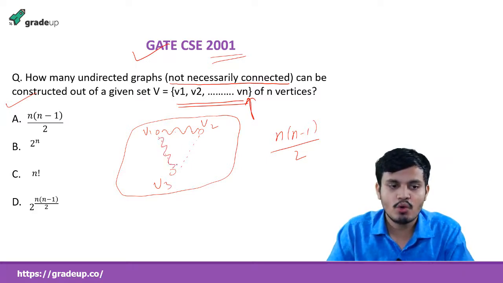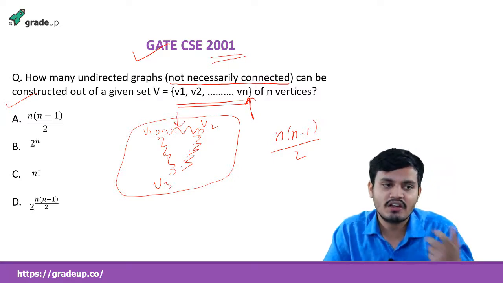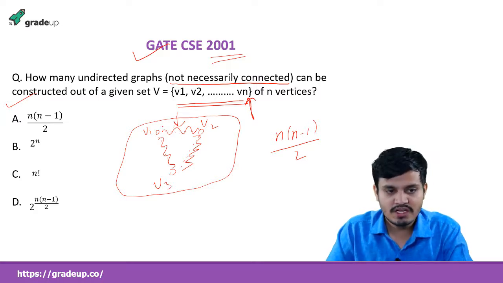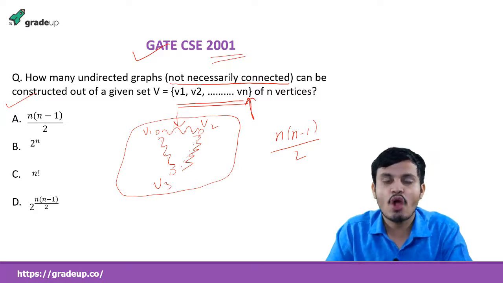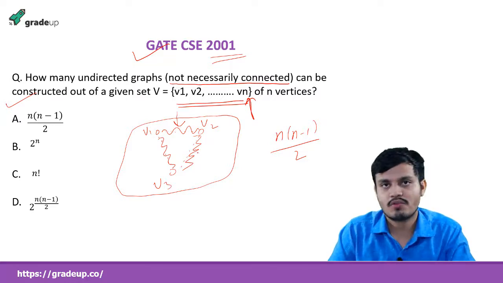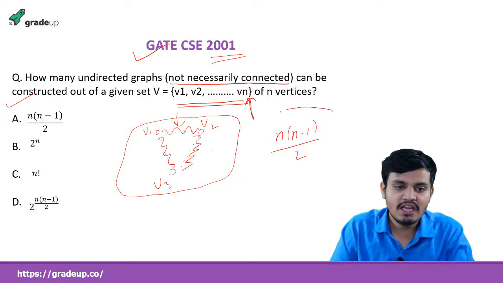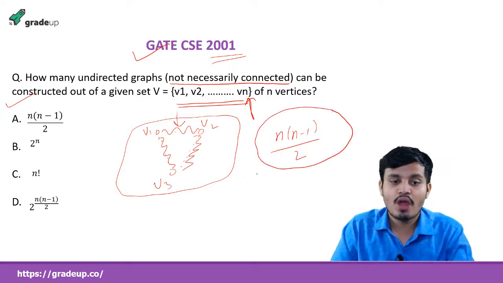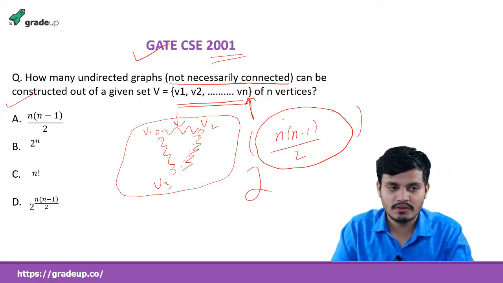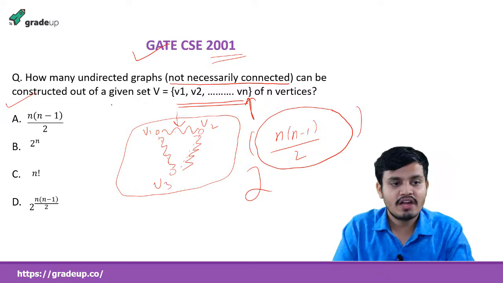Similarly, this edge may or may not be present, this edge may or may not be present. So that means if I choose this edge or not, it makes a different graph. If it is present, then it is affecting. So for every edge, how many options will I have? 2 options. How are there 2 options? It may be present or it may not be present. And how many edges will we have? These many edges. So the answer will be 2 power this. So that many graphs we can construct with n labeled vertices. Okay. So the right option is option D.